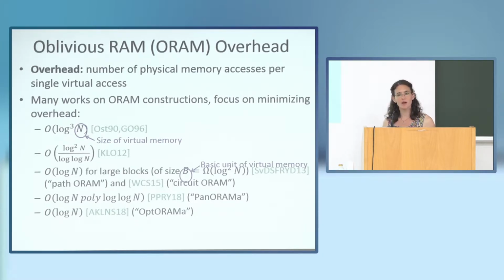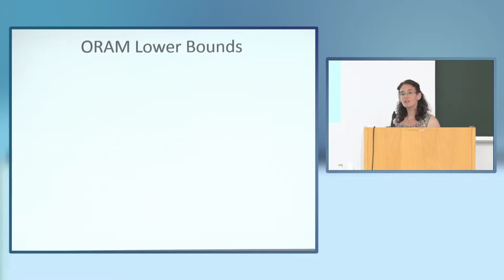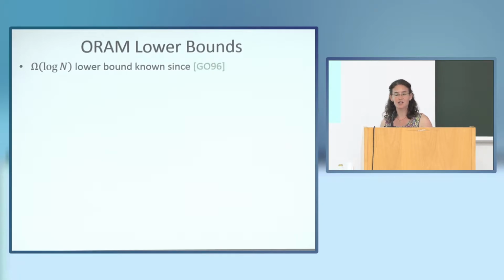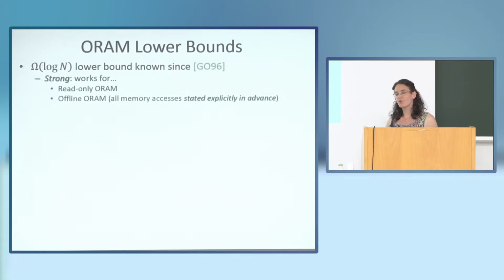So what do we know about lower bounds? Unfortunately, we know a lot less about these Oblivious RAM lower bounds. What we know from the original work of Goldreich and Ostrovsky is a log n lower bound. And it's pretty strong because it works even in very restrictive settings. So for example, even if your database is static, you only read from it, you never update it, still this lower bound holds. It holds also in an offline setting, which is extremely weak, where the RAM program has to specify all its accesses in advance.